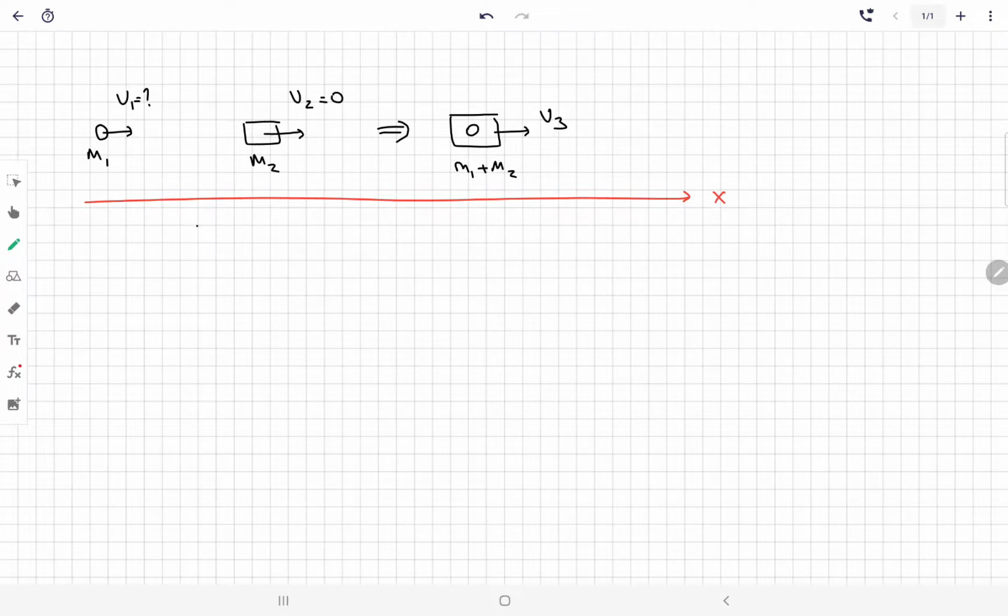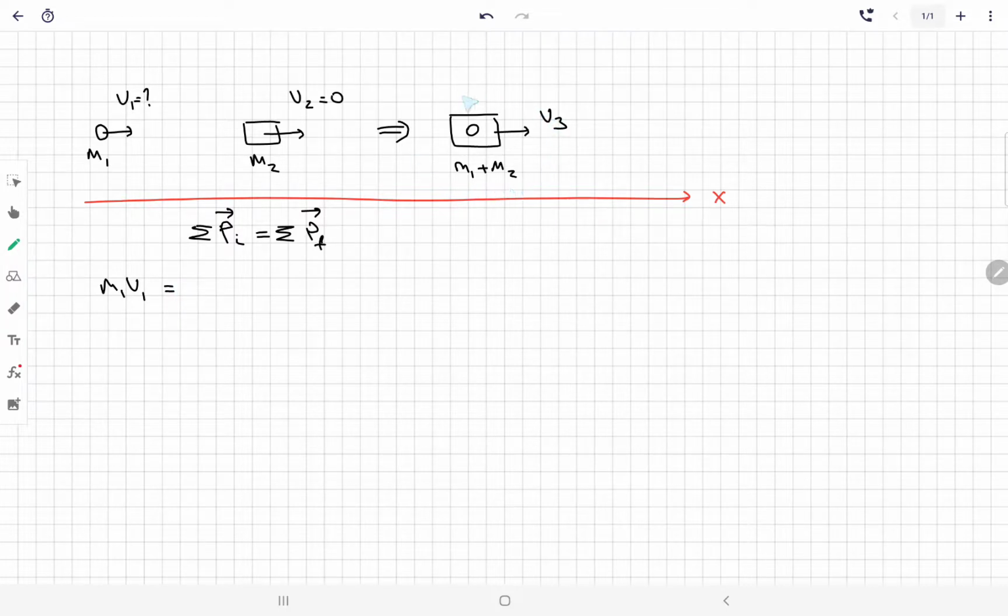Okay, so let me write it here. The sum of the initial momentum should be equal to the sum of the final, which means total momentum after collision. And it's a vector actually. But since we have a collision in one direction, we have only one component basically. This question is very simple. Initially we have only the momentum of the bullet, because the second one is stationary, zero velocity. So initially we have only M1 V1, the momentum of the first object.